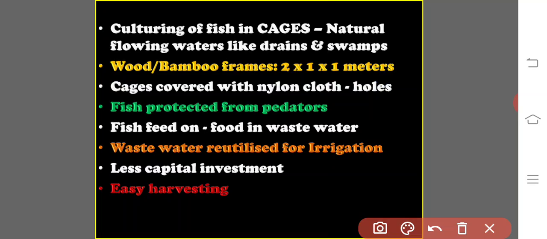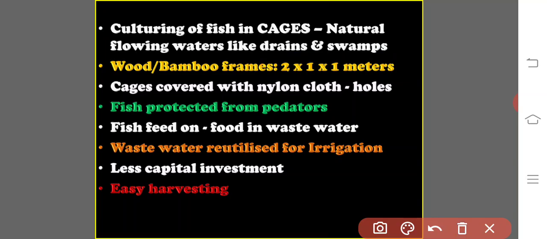The cages are covered with nylon cloth, which has small holes for the entry of water. The holes do not allow the growing fish to get outside. By this, the fish are protected from various predators, those animals which depend upon the fish for their food. And here, fish can feed upon the food present in the wastewater in the drains and the swamps.